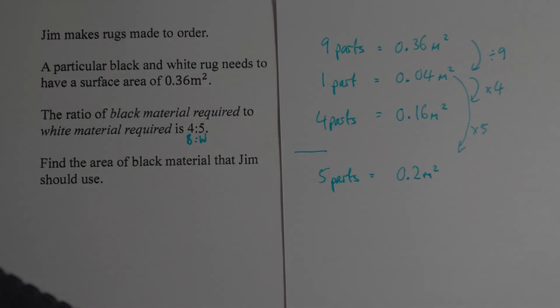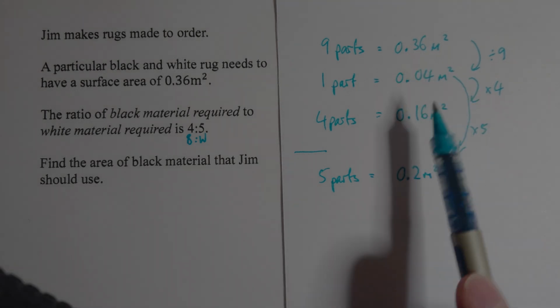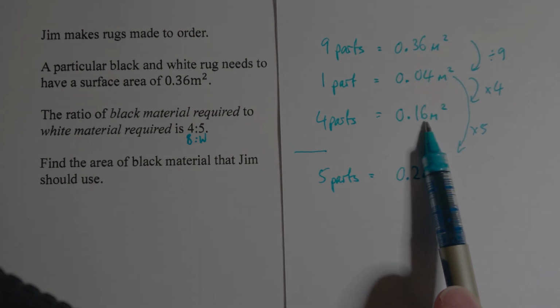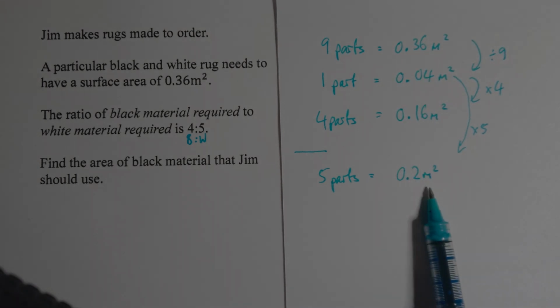So 0.2 square meters. The other way you could have found the white is, well, if the total area is 0.36 and that's how much black I've got, I'll just take it away. And indeed 0.36 take away 0.16 does give you 0.2 or 0.20.